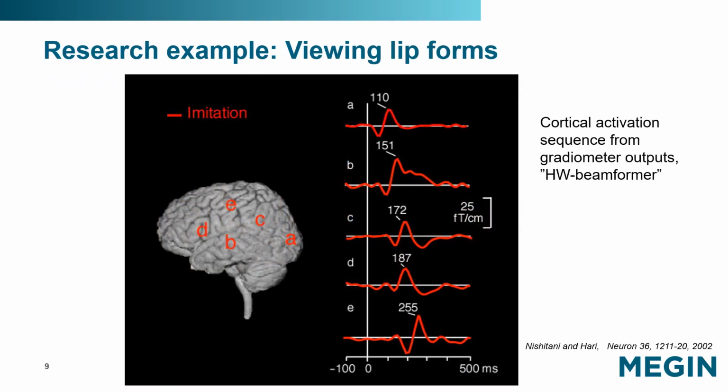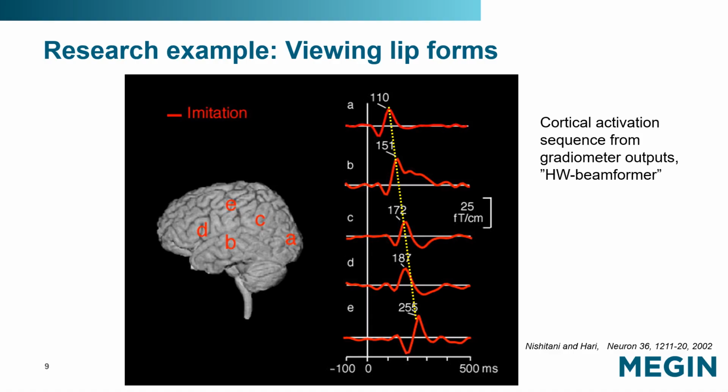The analysis of the cortical network was performed by visual identification of the latencies of peak responses at the gradiometer channels. Because planar gradiometers are sensitive mainly to cortical sources lying directly underneath, we can name the analysis as hardware beamforming. In the imitation condition, the earliest signals peaked at 110 to 120 milliseconds at the posterior location, and the peak latencies increased systematically from location A to locations B, C, D, and E.